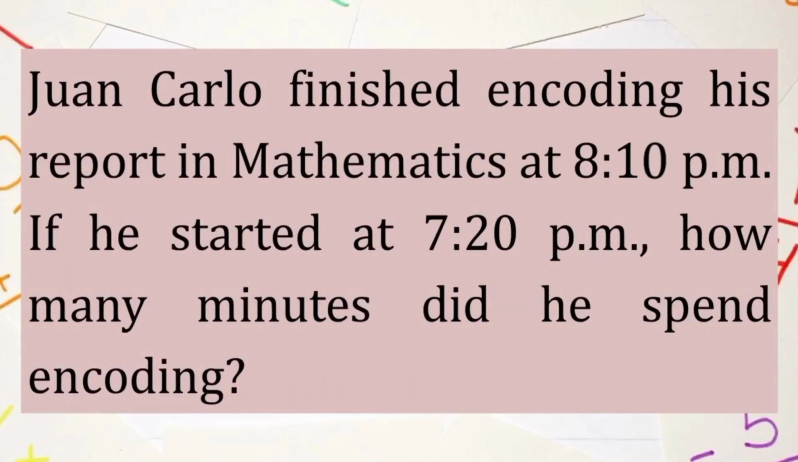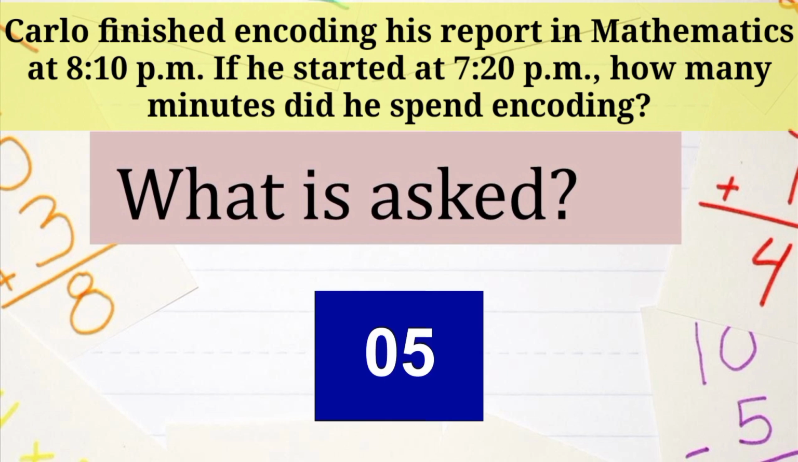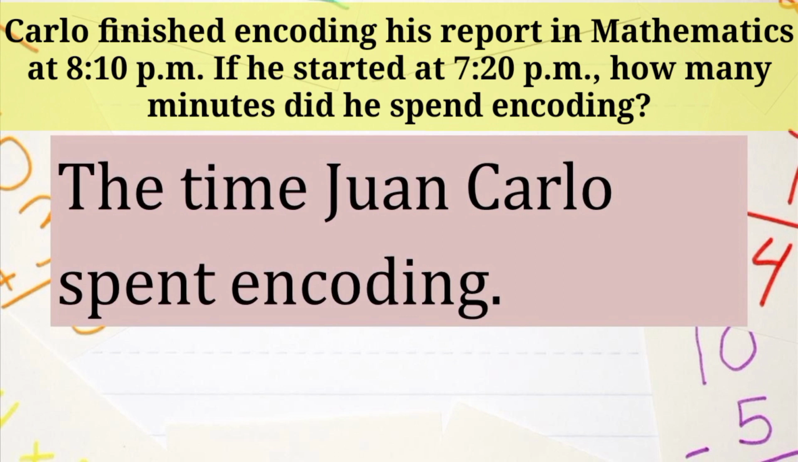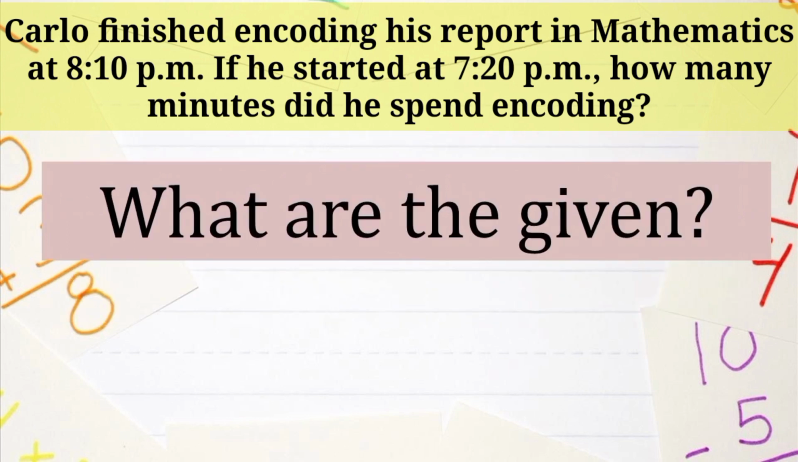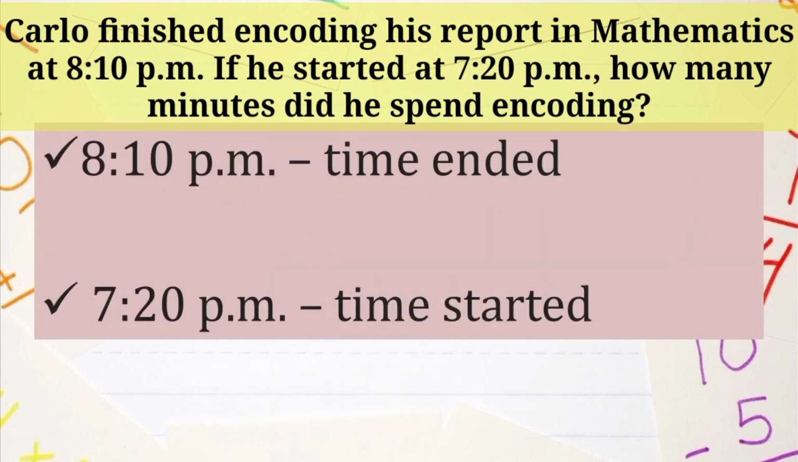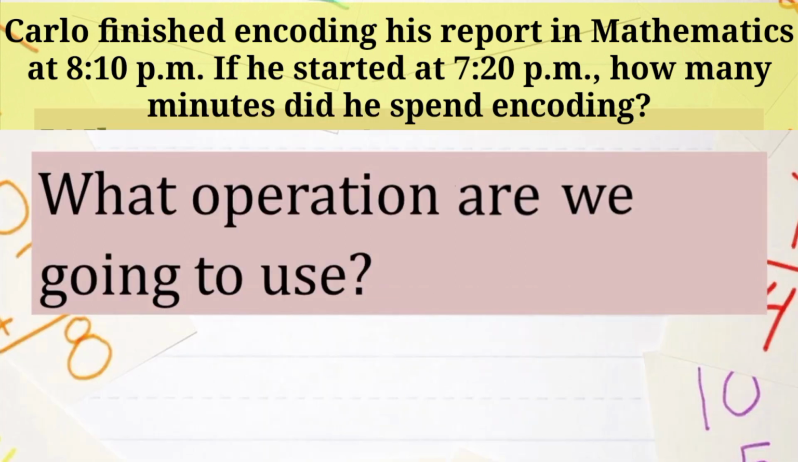Let us read the problem. Juan Carlo finished encoding his report in mathematics at 8:10 p.m. If he started at 7:20 p.m., how many minutes did he spend encoding? What is asked in the problem? Correct! The time Juan Carlo spent encoding. What are the given facts? That's right. 8:10 p.m. when Carlo finished encoding his report in mathematics, and 7:20 is the time he started. What operations are we going to use?